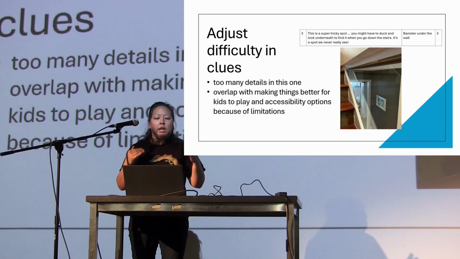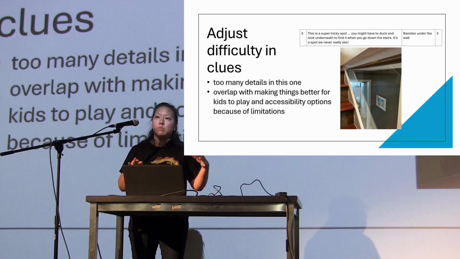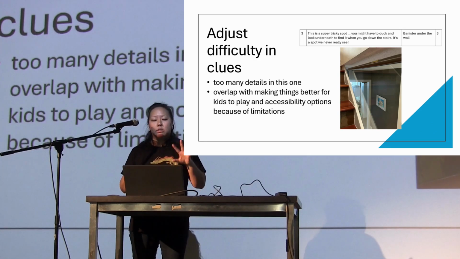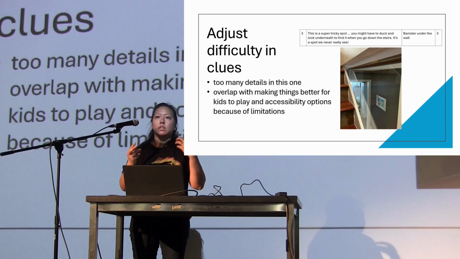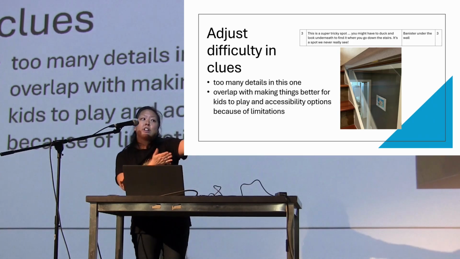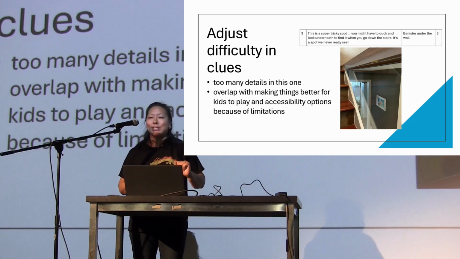But for accessibility, there's an overlap between making things better for kids to play and accessibility options because of limitations. So I'm not saying that you have to make things for children to make them accessible. I'm just saying that there's an overlap sometimes because of cognitive understanding, physical limitations, dexterity, that sort of thing. And you can talk to my dear friend Alex over there about such things.